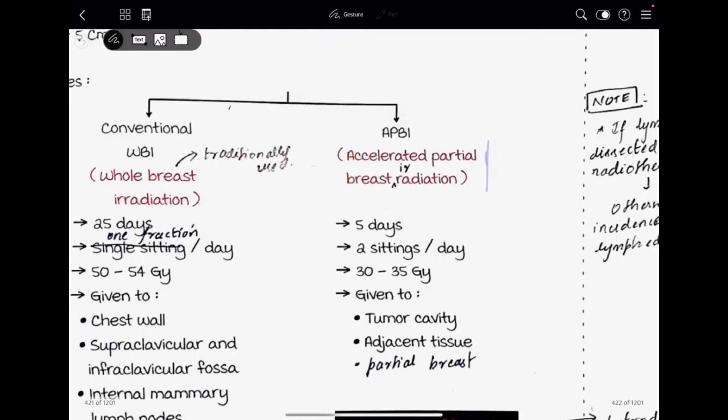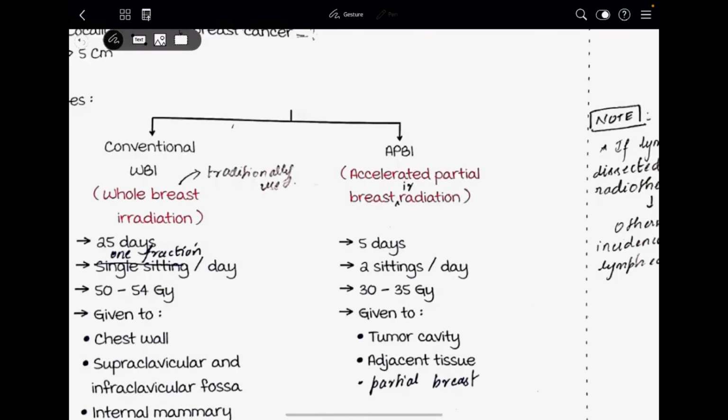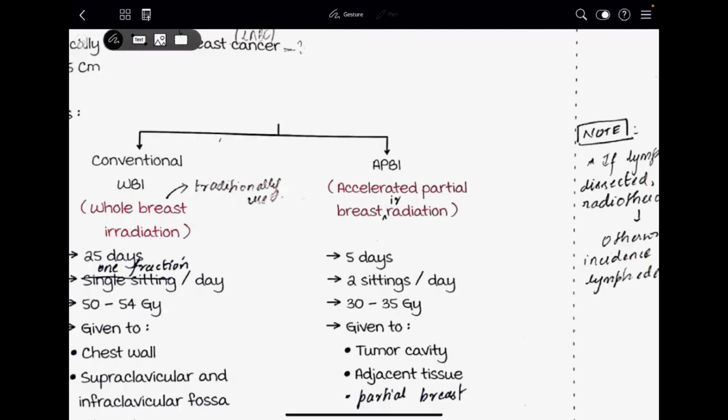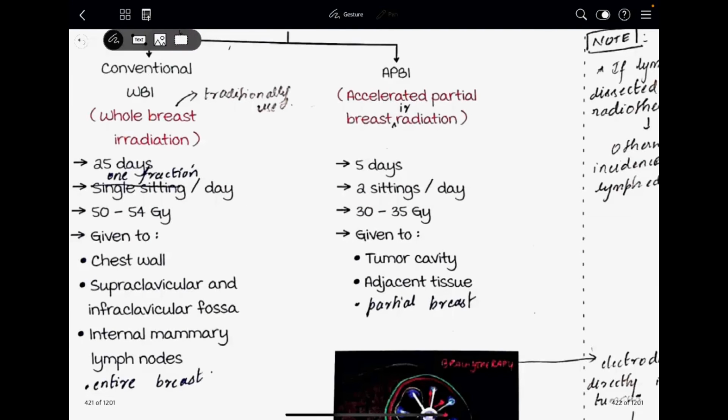Accelerated partial breast irradiation. The conventional one is for 25 days, but this is for 5 days. 1 sitting, 2 sittings; 50 to 54, but 30 to 35. Partial breast, not the entire breast. And accelerated, because you're doing 2 sittings in just 5 days, but the conventional is 1 sitting in 25 days. So where do you give this? Tumor cavity and adjacent tissue and partial breast. Just remember, this is the entire breast and this is the partial breast.